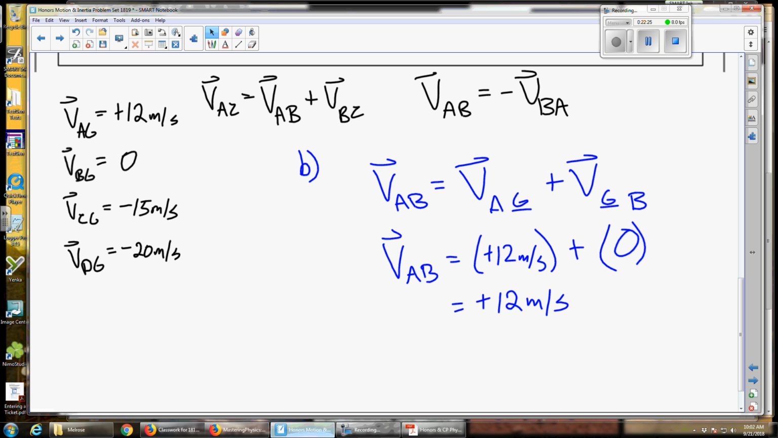I know that if I use this equation up here, the velocity of G with respect to B will be the opposite of the velocity of B with respect to G. Let me write that. So the velocity of G with respect to B will be the opposite of the velocity of B with respect to G. And the velocity of B with respect to the ground is 0, and the negative of 0 is 0, or negative 0 if you want. It would come out the same way.